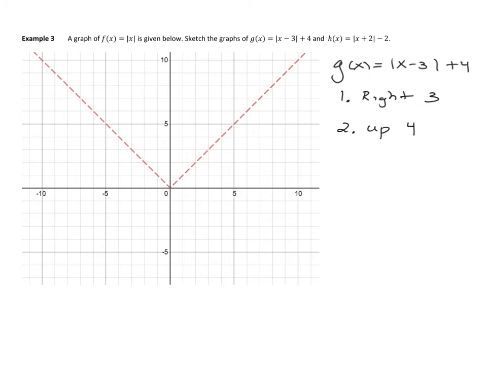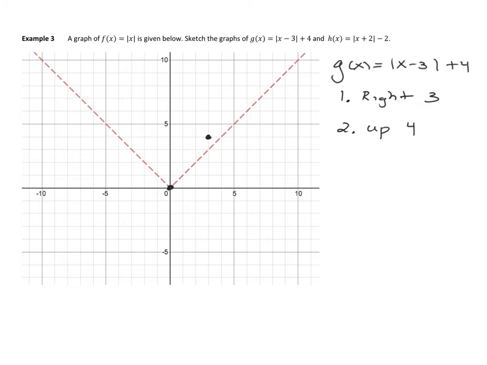If you want to graph this thing from the original equation, we can take every point and put it through these 2 steps. So I think maybe the simplest one to start with would be, well, what about this point here at 0, 0? Where does it go? Well, it goes right 3, and it goes up 4. 1, 2, 3, 4. This is the new location of that point, 3, 4.